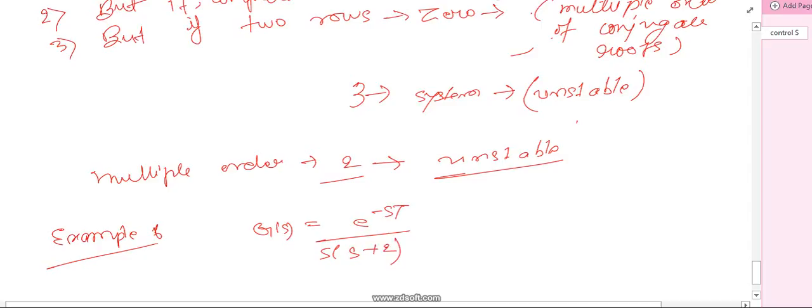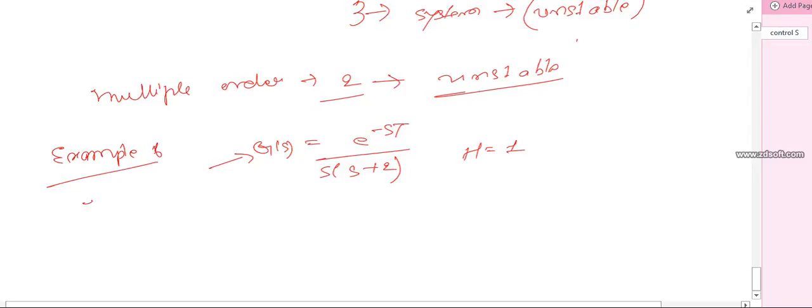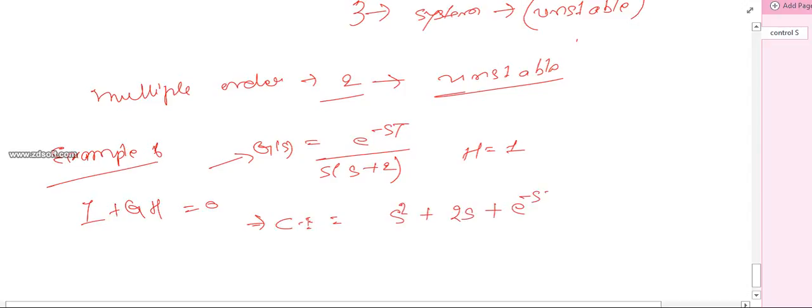Now what it has asked: using the Routh criteria, investigate the stability of a unity feedback, that is H is equal to 1, system whose open loop transfer function is given by this equation. So 1 plus GH equal to 0. This gives the characteristic equation to be s square plus 2s plus e to the power minus sT is equal to 0.